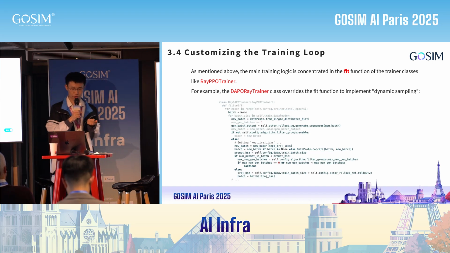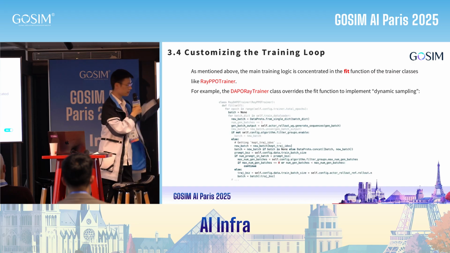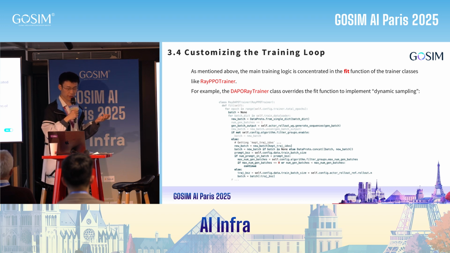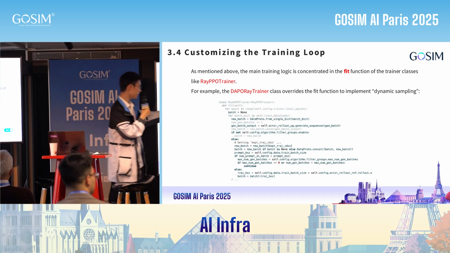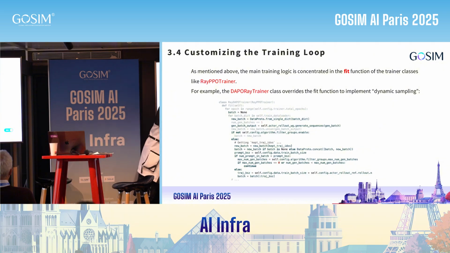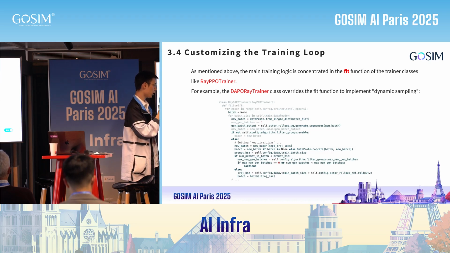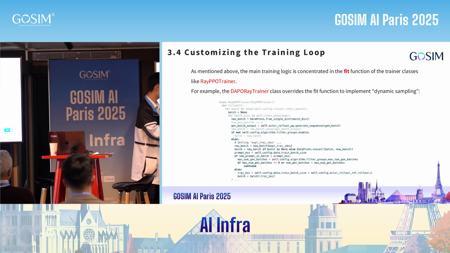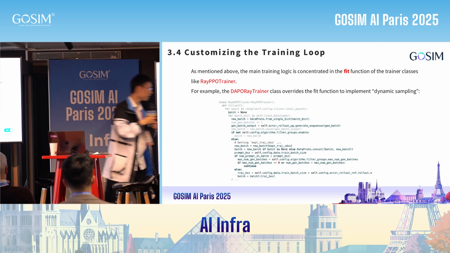Under the design of the hybrid controller, the training loop is mostly located in the fit function of the trainer class. We can modify the training loop by means of inheritance and overloading. Here is the example of the DAPO algorithm. It mainly adds some operations like filter groups. It filters out the batches with extremely low and extremely high reward scores, and uses the batches with medium reward scores in training.